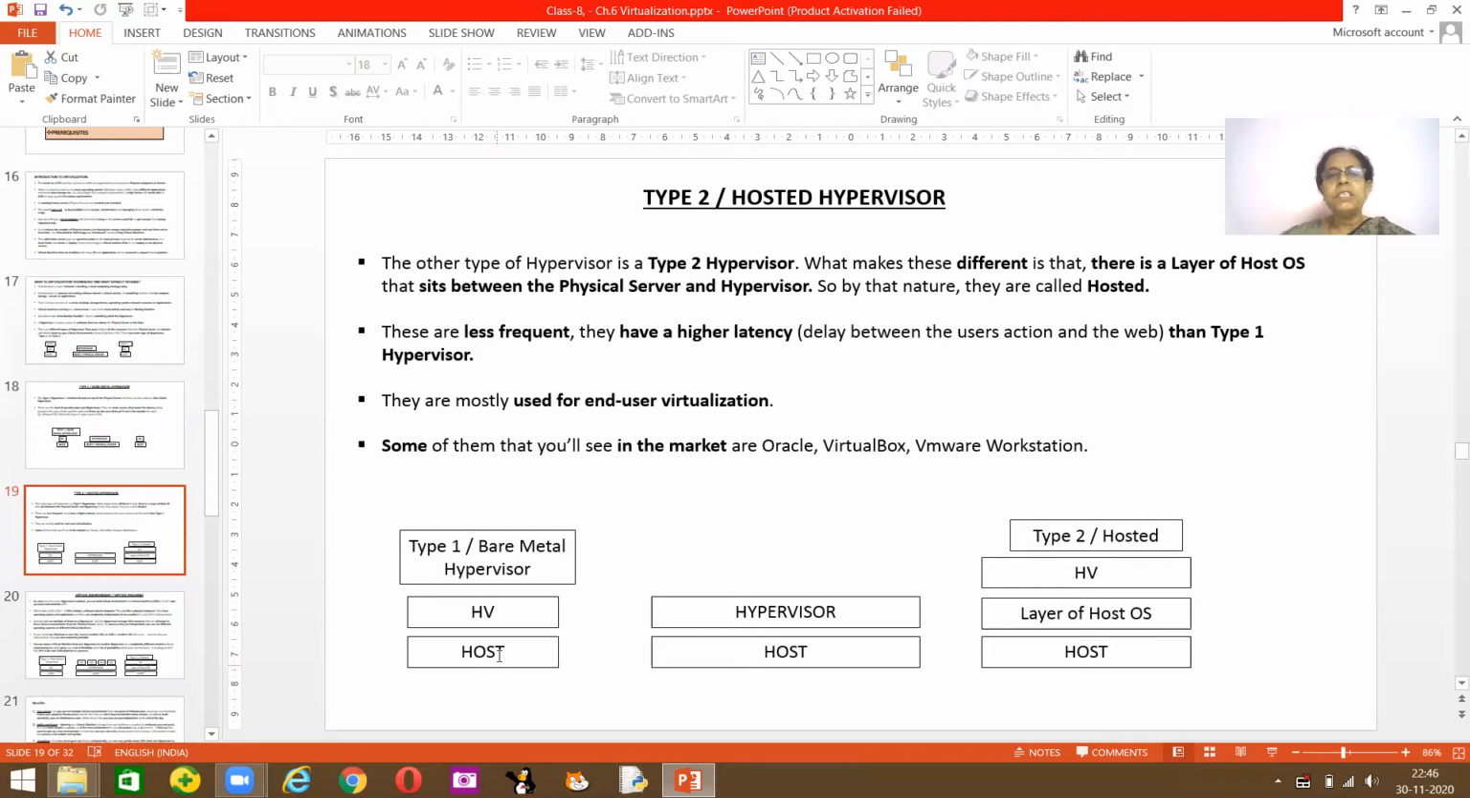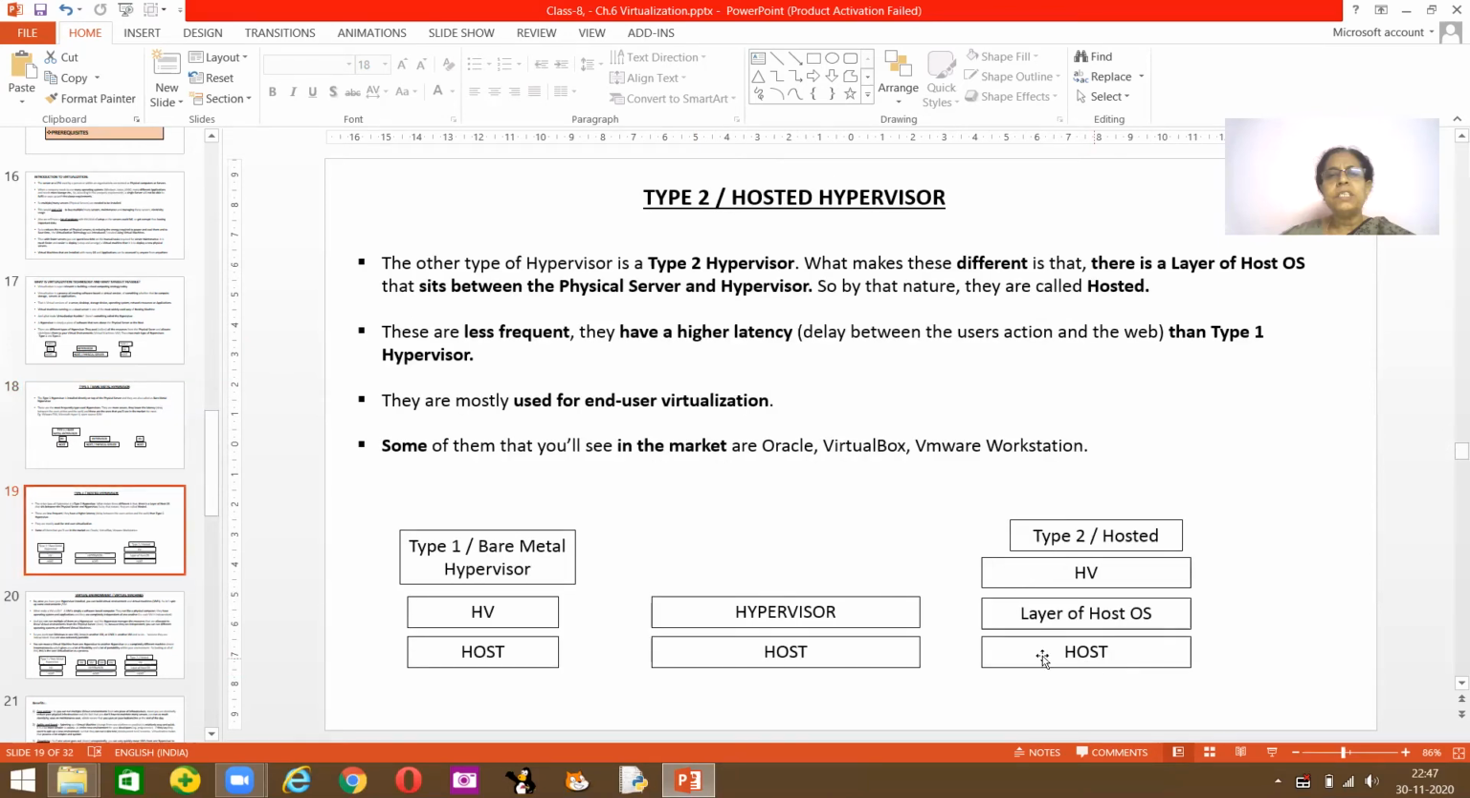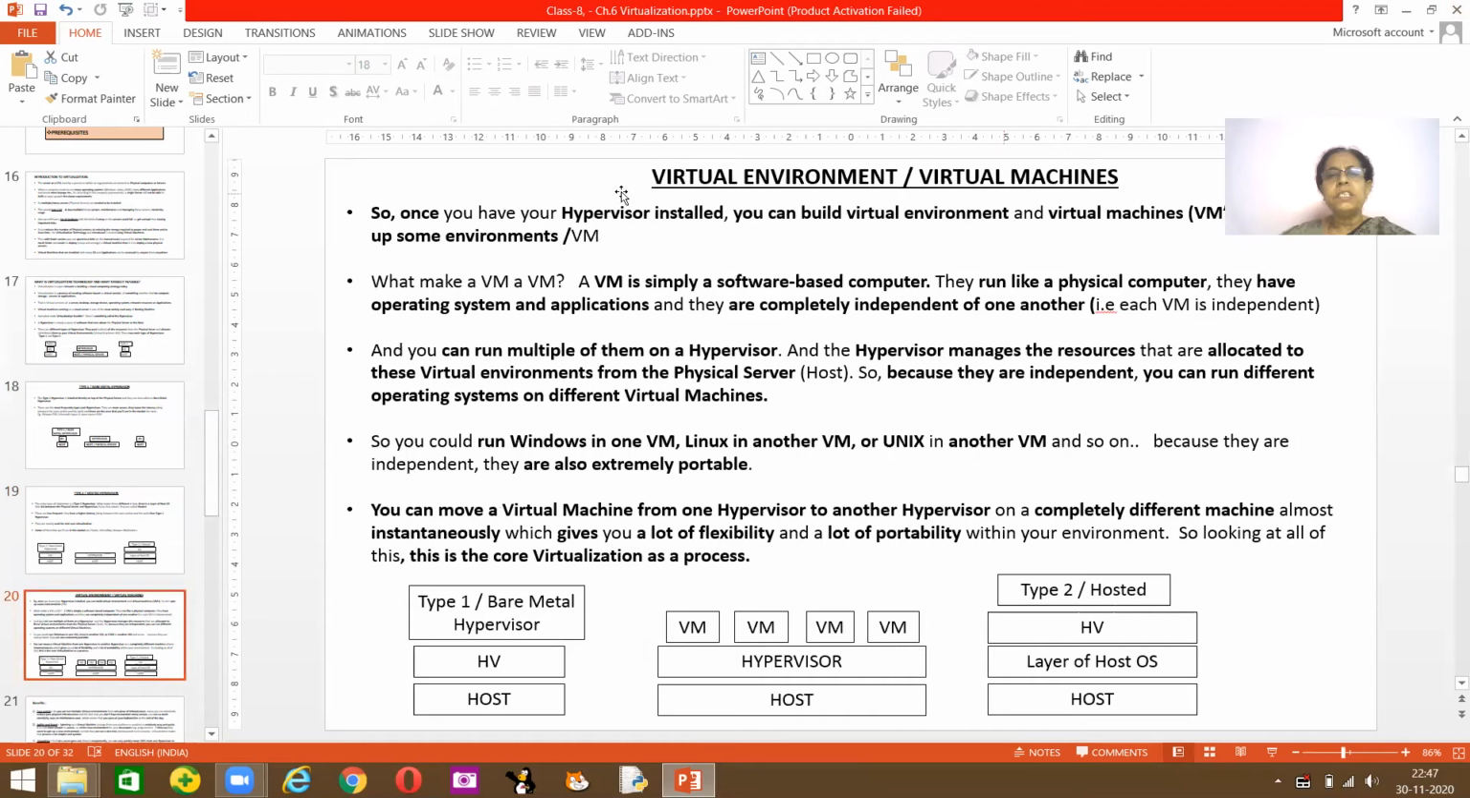In type 1, the hypervisor is directly above the physical server, whereas in type 2, the hypervisor is not directly over the physical server. There's a layer in between these two. Now, as I told you, the virtual environment is nothing but the many virtual machines that you're using. Once you have installed the hypervisor, you can add many of your virtual machines. So what are these virtual machines? A virtual machine is a simple software-based computer. They run like a physical computer.